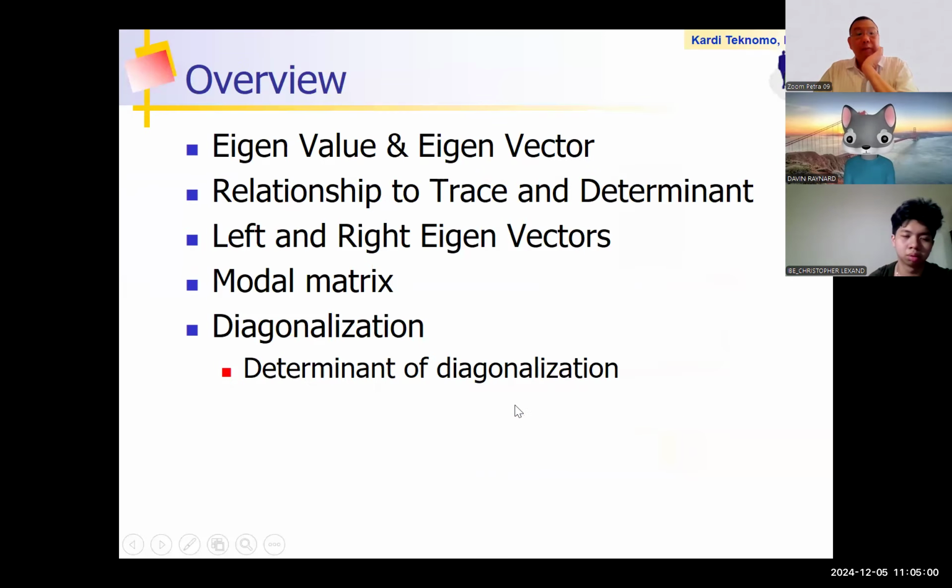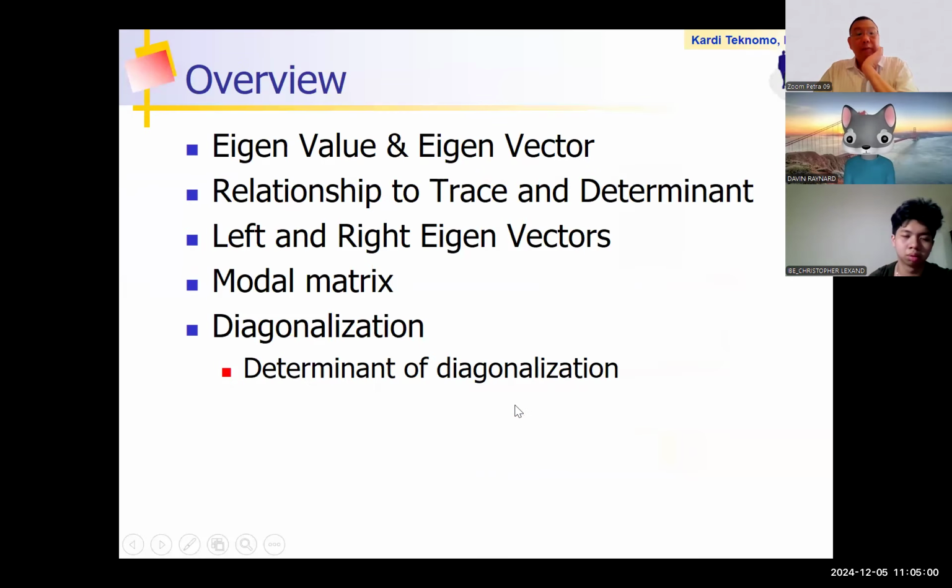So we will discuss a lot of topics, but this is in the same group of topics. It's called eigenvalue, eigenvector. Okay, and I want to show you the relationship between these two, trace and determinant, and then we will develop the modal matrix. And one of the applications is to create the diagonalization.